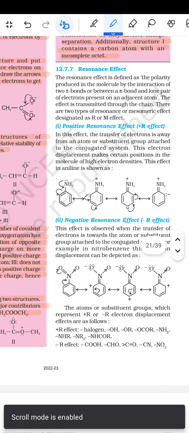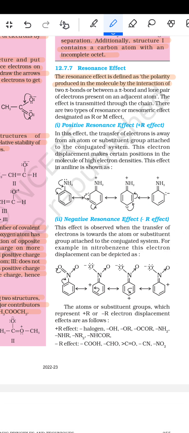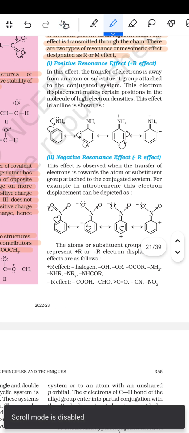Now the resonance effect. The resonance effect is defined as the polarity produced in the molecule by the interaction of two pi bonds or between a pi bond and a lone pair of electrons present on an adjacent atom. The effect is transmitted through the chain. There are two types of resonance or mesomeric effect, designated as the R or the M effect. Now the positive resonance effect, plus R effect.